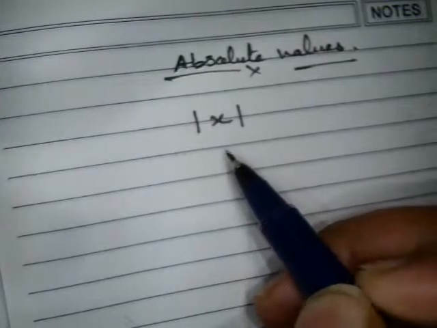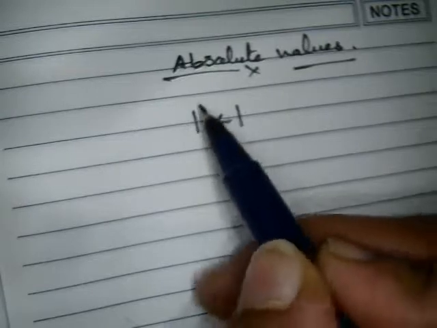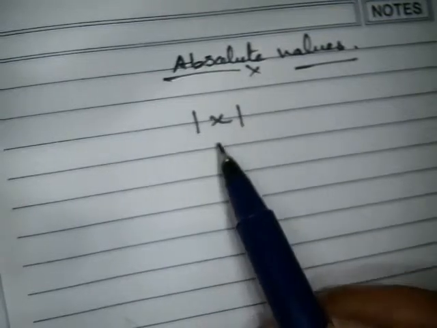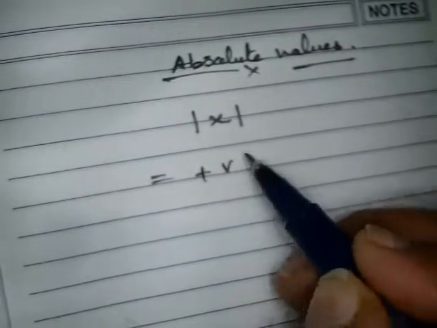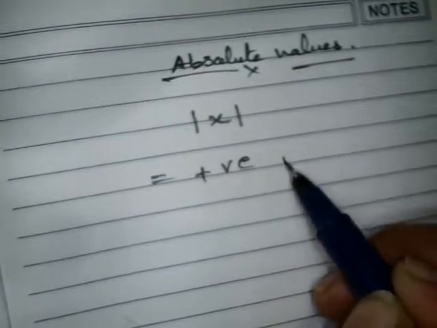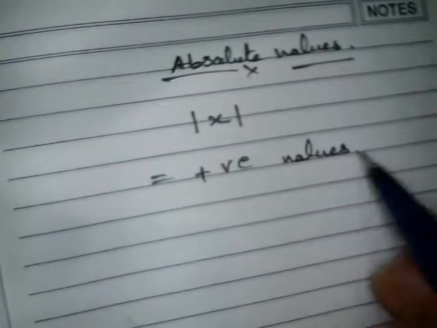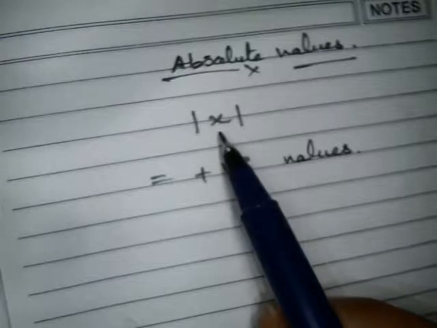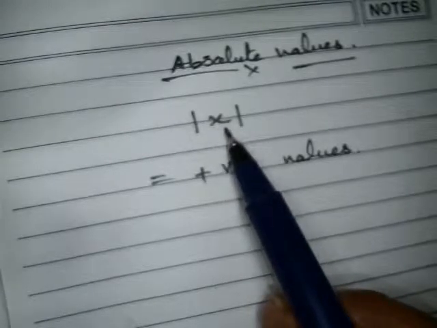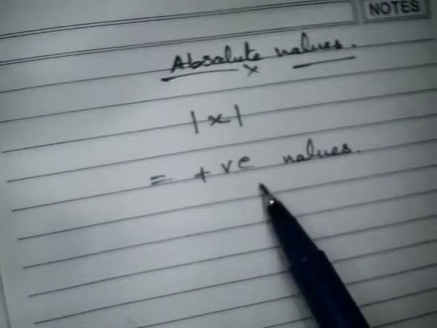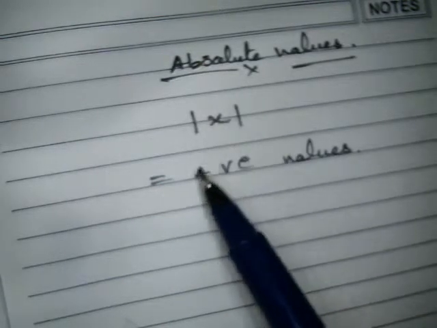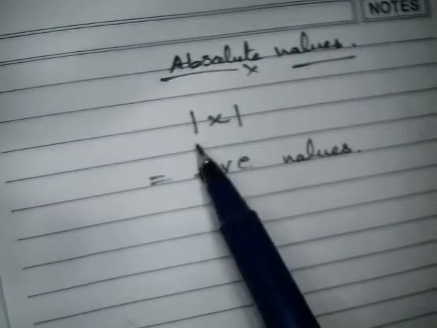Okay, how does it work, or what is the function of these two vertical lines? Whatever comes out of these vertical lines always returns positive values. Either I place a negative or a positive at the place of x, it always returns a positive. It means a positive stays positive, but a negative is also made positive.